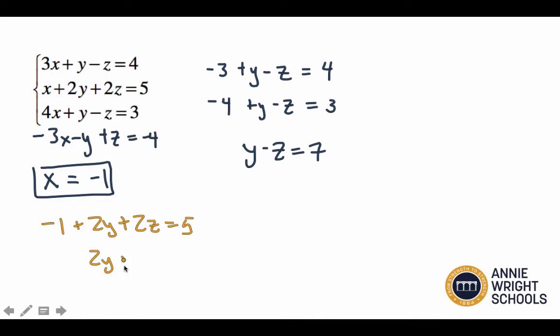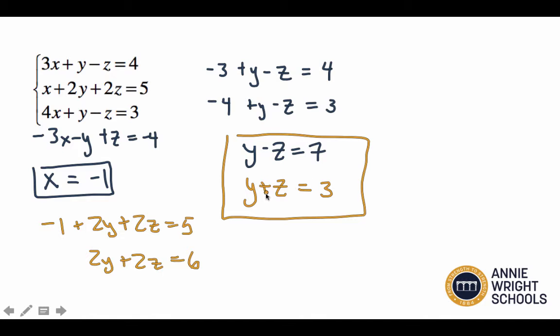So 2y plus 2z equals 6. I'm going to go ahead and divide by 2. Y plus z equals 3. Now I've got these two equations with two unknowns, and they're set up and ready to go. Add them together, I get 2y equals 10, so y equals 5.